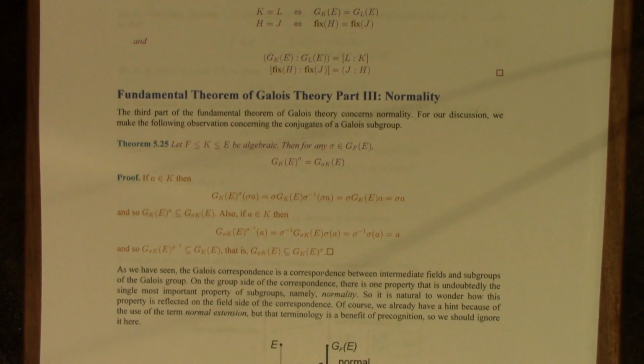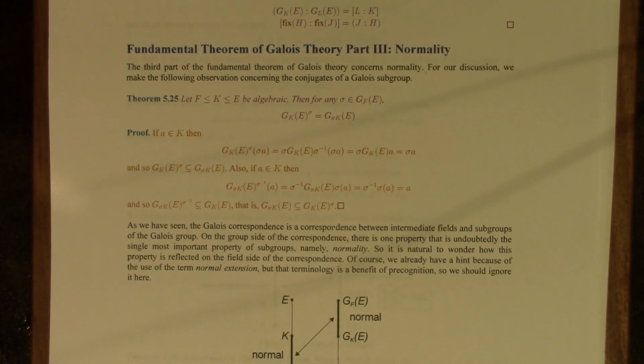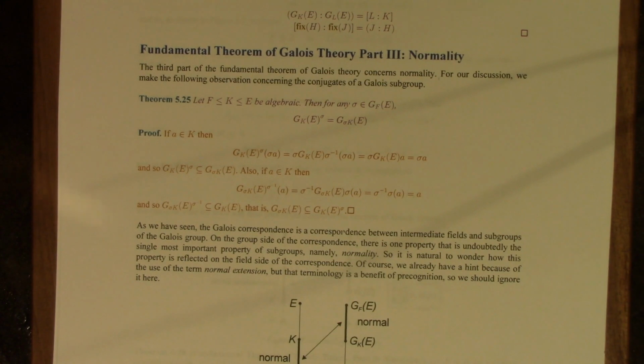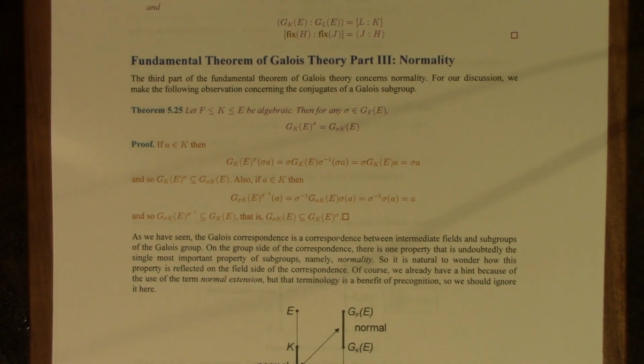We have discussed two parts of the fundamental theorem of Galois theory. The first concerned the correspondence itself, and we saw that the restricted Galois maps, that is to say the Galois maps whose domain and codomain are restricted to the closed elements, are degree-preserving inverse lattice anti-isomorphisms. It's quite a mouthful.